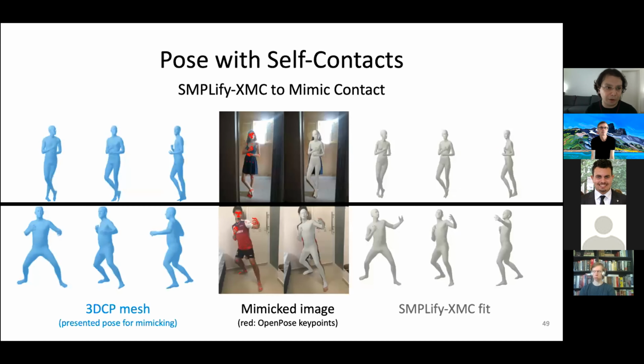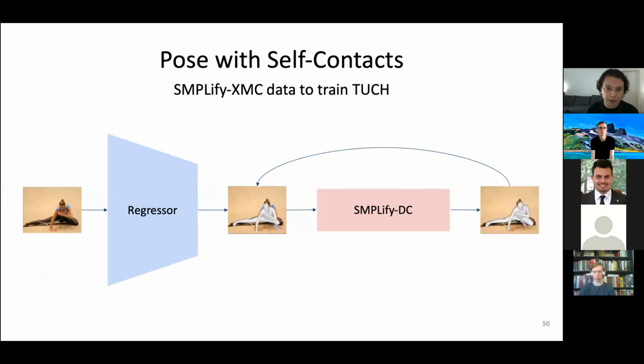And here are 2 examples. At the left, with blue color, we see the poses for mimicking that are presented to the users. At the middle, we see images of the mimicked poses. And at the right, with gray color, we see the Simplify XMC feeds for these images from various viewpoints. Simplify XMC provides unique data for training a regressor, as will be discussed in the next session today.